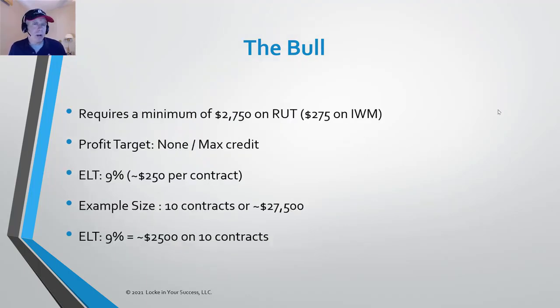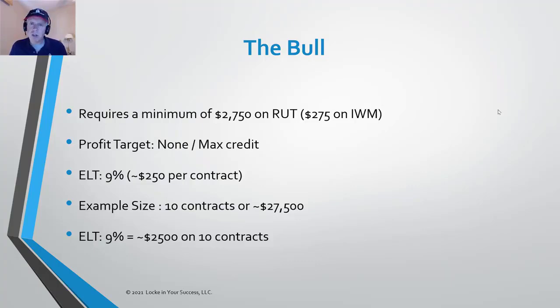Now, the bull requires a minimum of $2,750 if we're trading it on the Russell 2000, and a minimum of $275 capital if we're trading it on IWM. So you can trade this position with a very small amount of capital. As far as a profit target, it doesn't really have one. If you get your maximum credit, then you can exit the trade early if you want to, but the rules basically say we just stay in until the next trade cycle is ready.